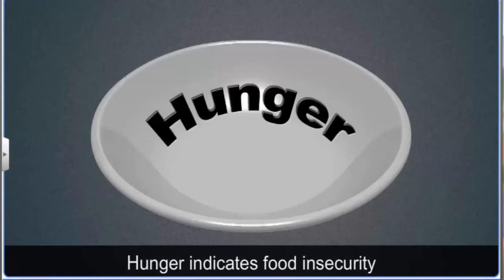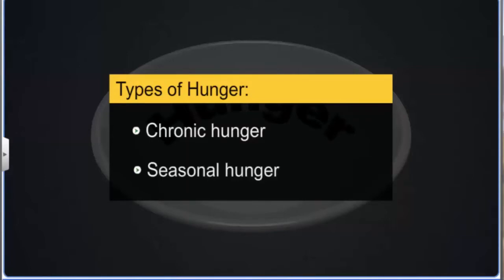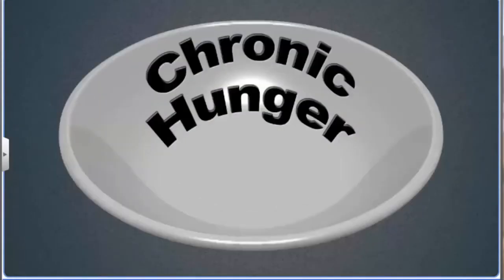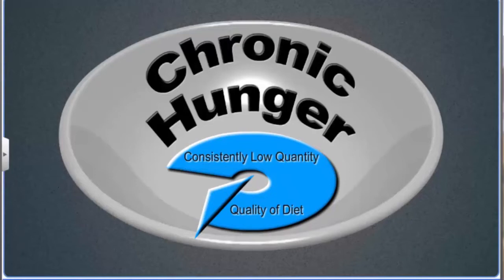Hunger is both a cause and effect of poverty and indicates food insecurity. Hunger is of 2 types: chronic hunger and seasonal hunger. Chronic hunger is a result of consistently low quantity and quality of diet. People with low incomes and the inability to buy enough food suffer from chronic hunger.